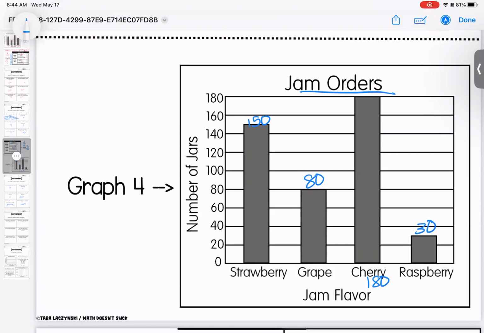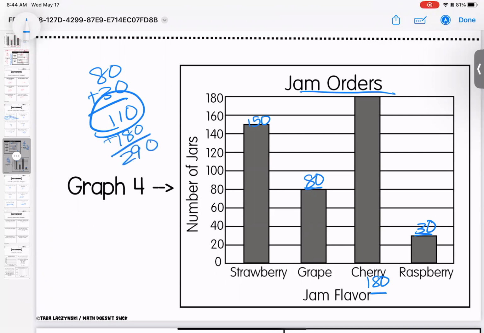How many jar orders did they receive for cherry? Cherry was 180. How many jar orders are for grape and raspberry? 80 add 30 is 110. How many jars were ordered? Well, we added those 2. So let's add our 180. That is 0, 9, 2, and then we have to add 150 more.